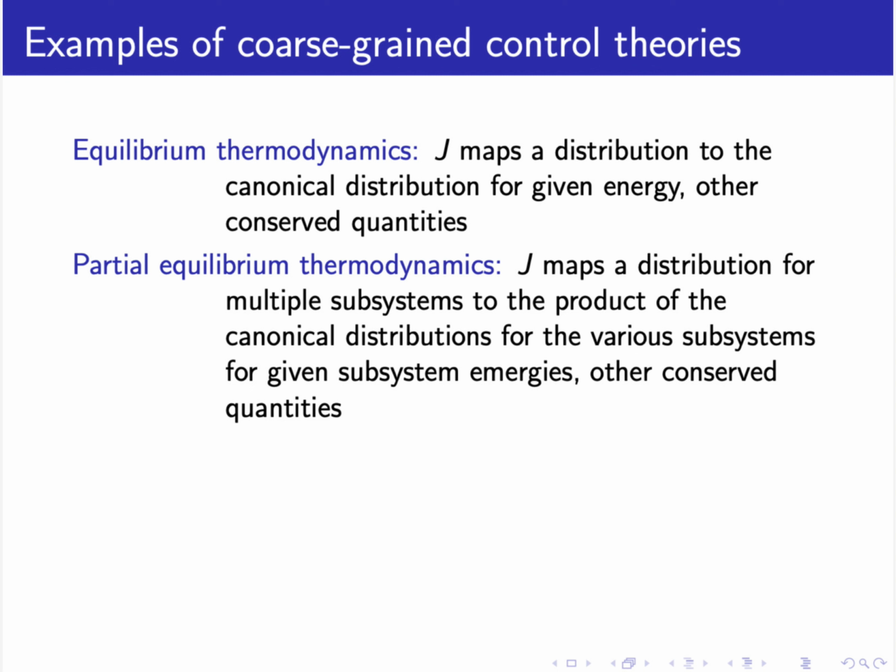So now the appropriate coarse-graining doesn't throw the whole system to equilibrium. It doesn't say, well, that's one big system with one big energy and one big number of particles. What's its equilibrium? It says, let's throw it separately to equilibrium in each subsystem. So the coarse-graining now is partial equilibrium coarse-graining. It's taking the distribution to the product of the subsystem equilibrium distributions.